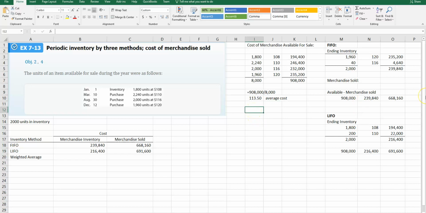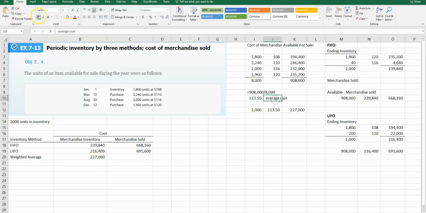Okay, now we're going to use that average cost to calculate both our ending inventory and our cost of merchandise sold. Okay, our ending inventory is still 2,000 units, and we're saying the average cost is $113.50. So then the ending inventory has to be 2,000 times $114. It's not 114, I'm sorry, $113.50. I'll fix that in a second. Let me go ahead and give some more places to this. There we go. Okay, so there's our ending inventory. It is $227,000.